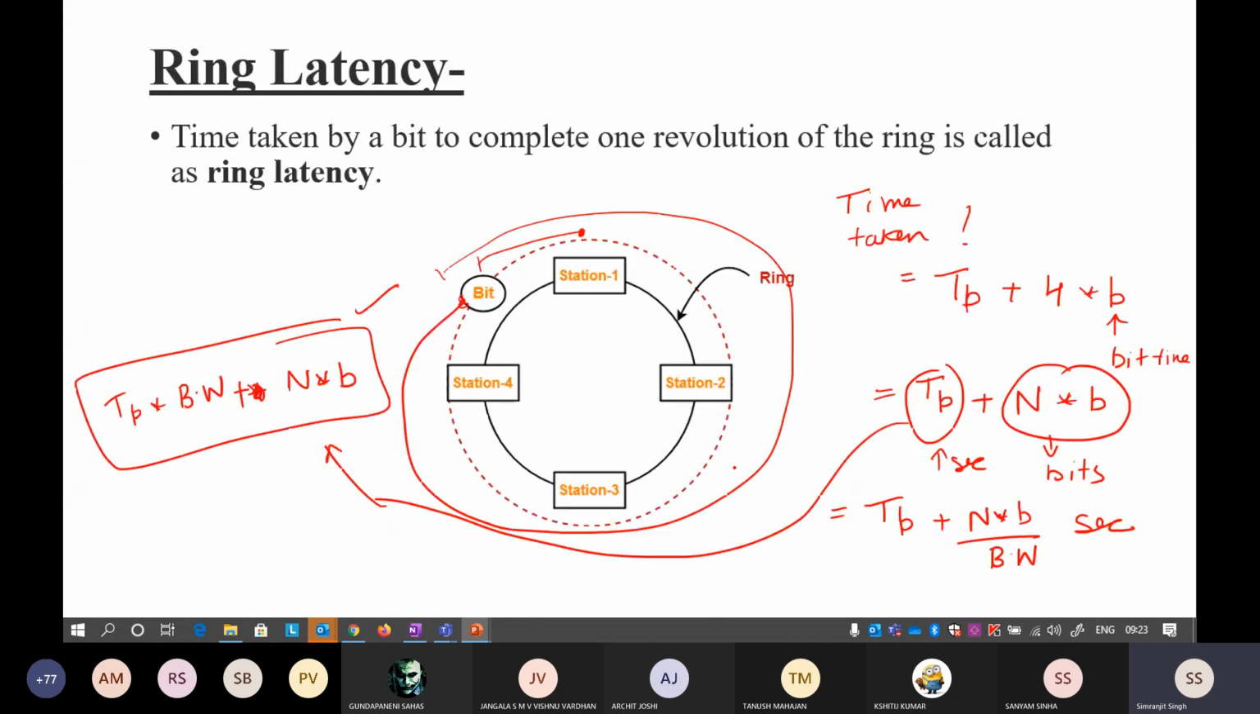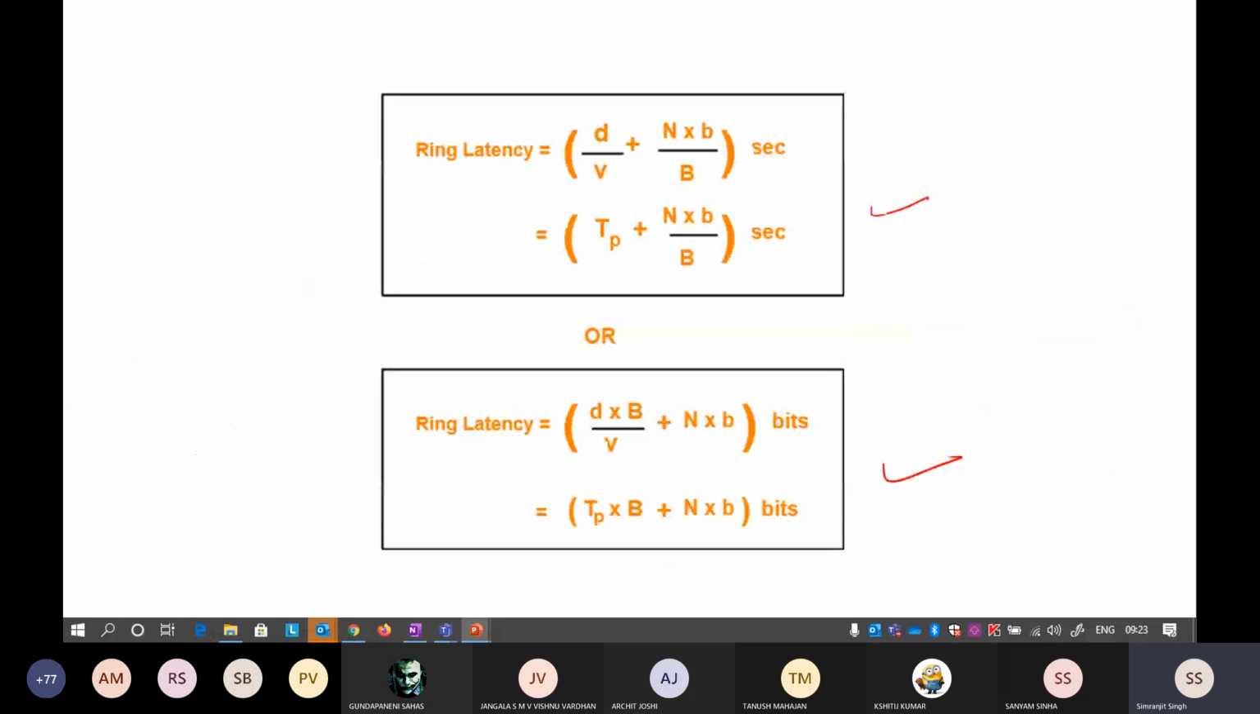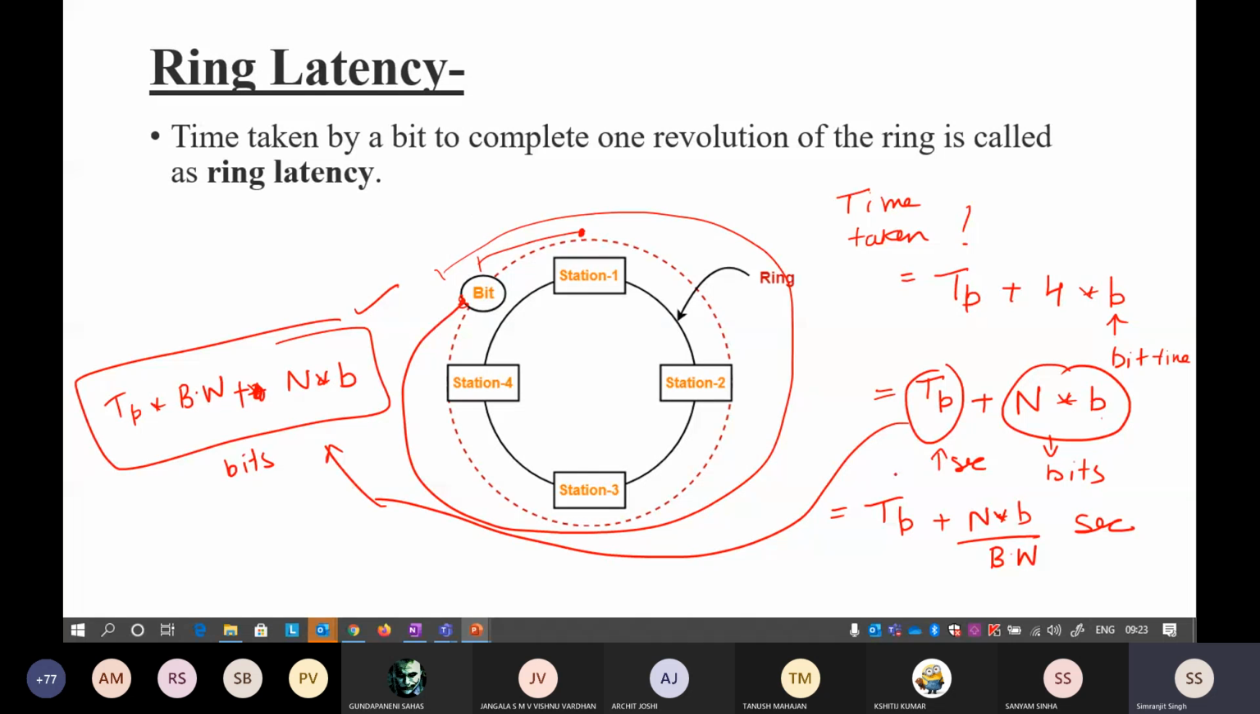If I go back there, I have written the same formula here. TP into bandwidth plus n by b is in terms of bits. So if you check it, TP into bandwidth plus n by b. And in seconds it's TP plus n by b, n multiplied by b, over bandwidth. So TP plus n by b over bandwidth is in terms of seconds. It depends upon you whatever you want to choose.